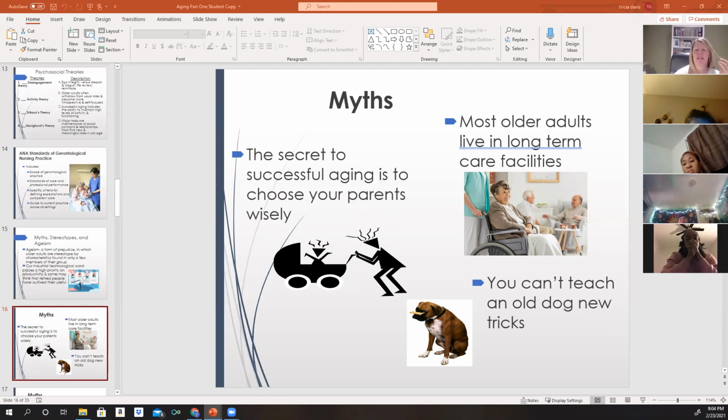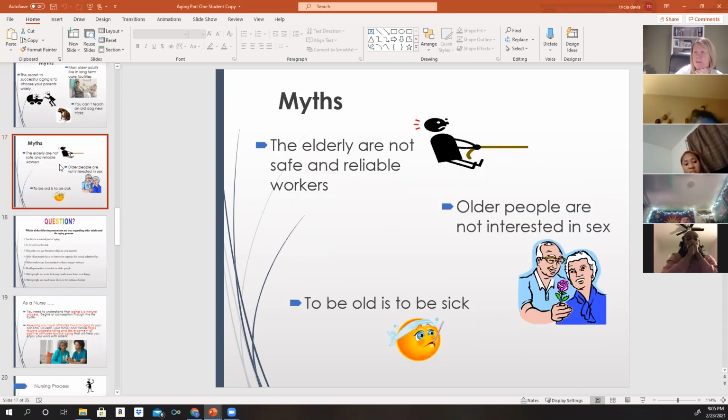And then the secret to successful aging is to choose your parents wisely. Well, obviously none of us have a choice in choosing our parents, but some more myths: the elderly are not safe and reliable workers. That's not true at all. Older people are not interested in sex. Well, unfortunately, that's not true. My in-laws joke about that all the time, and I die a thousand deaths every time my father-in-law says something because I just can't imagine them having sex because I think they're so old.